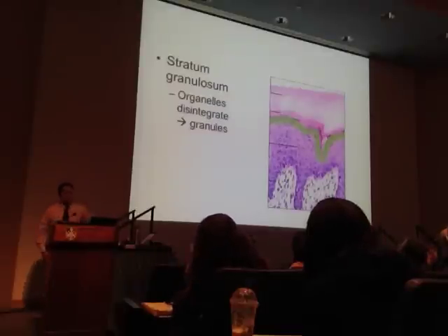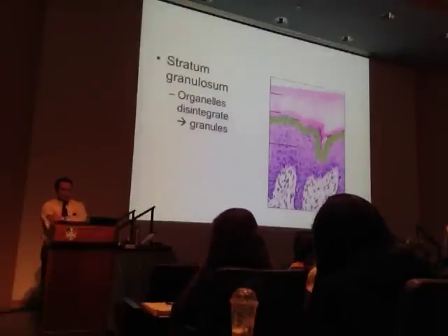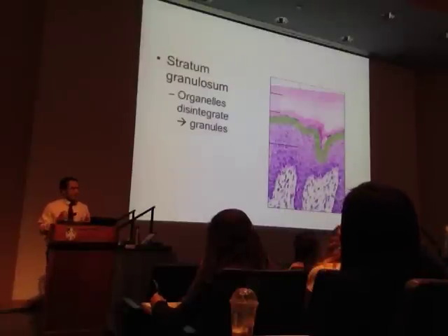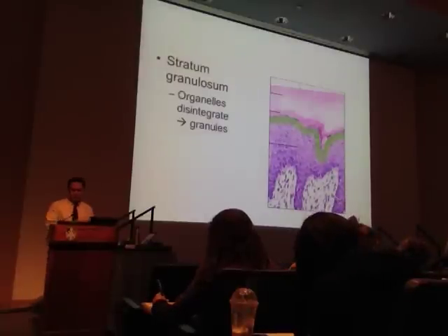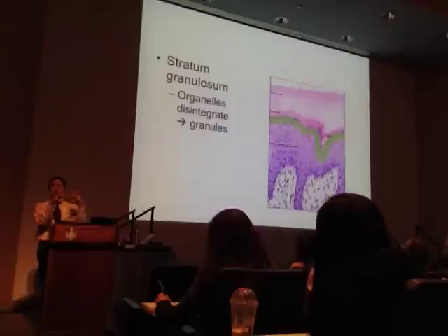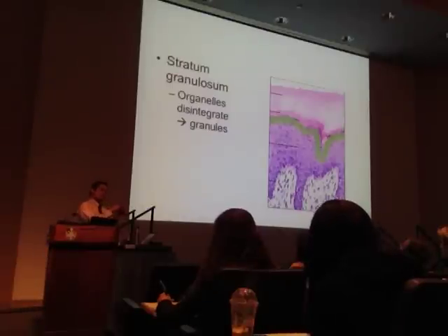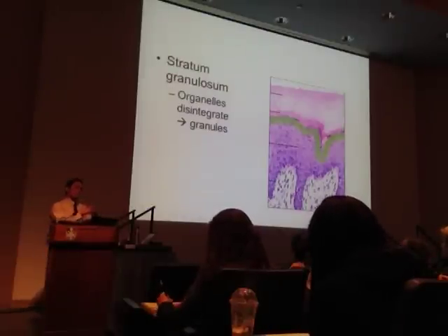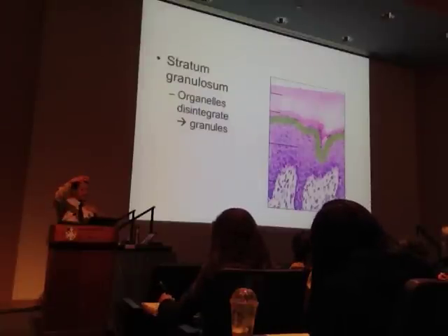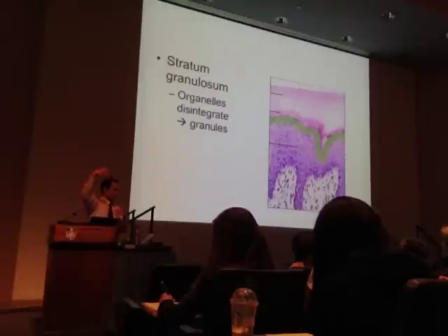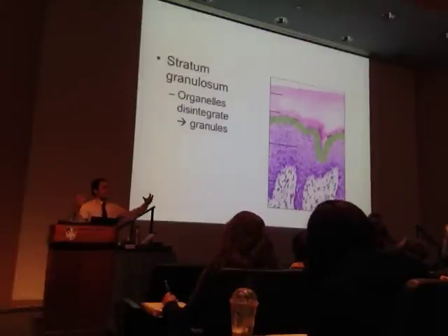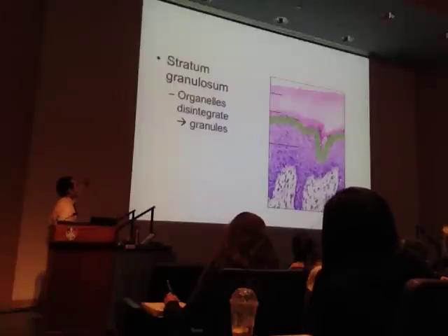Superficial to the spinosum is the granulosum. It's about 3 to 5 cell layers thick. This is where you get the organelles starting to disintegrate. And as the inside contents of the cell are disintegrating, programmed, because they're getting further away from the blood supply, so they're starting to methodically die off, or slough off, you package them up and you see granulation. So that's why it's called the granulosum layer.